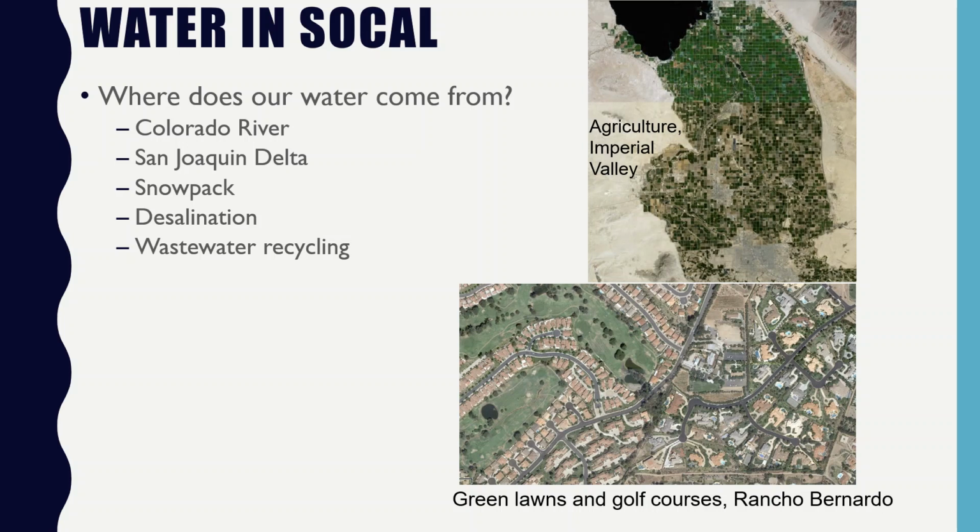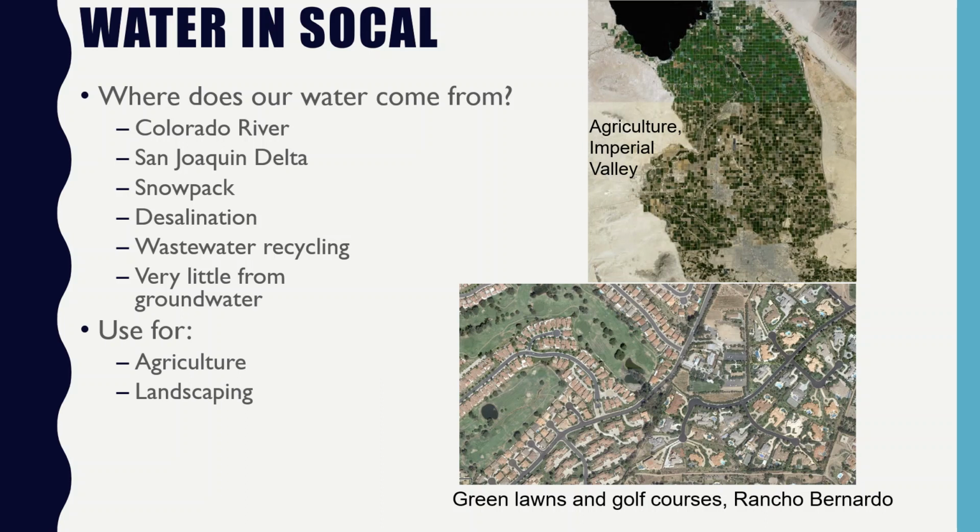We use very little from groundwater. We don't have a ton of groundwater here, and some of the groundwater we have here has naturally occurring arsenic in it, so not very good for us at all. But we use it for agriculture, is most of it in Southern California, followed by landscaping, and then followed by in our homes and businesses.